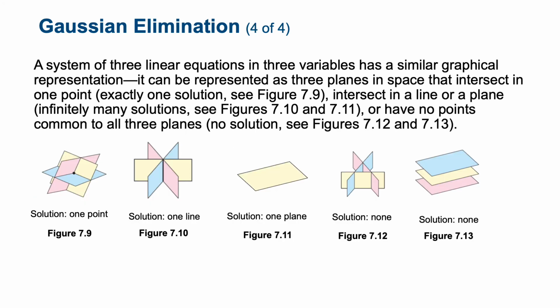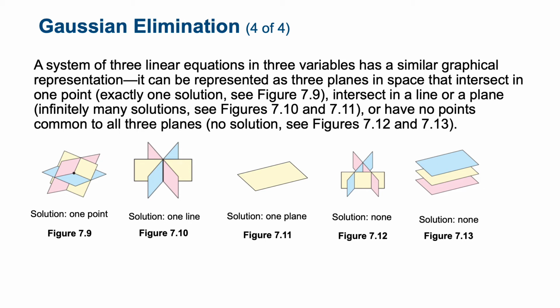In this case, we have a system of 3 linear equations in 3 variables, and it has a similar graphical representation because an equation with 3 variables is 3-dimensional, so it describes a plane. Just like 2 variables describe a line, a plane is described with 3 variables. Remember, a plane is like a flat surface, an area that extends out into infinity.